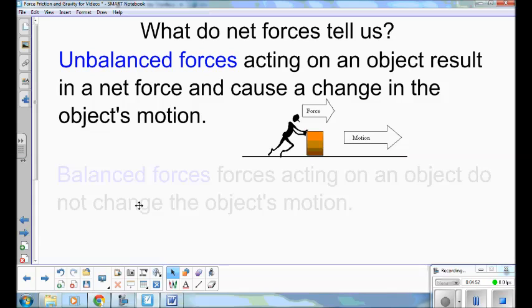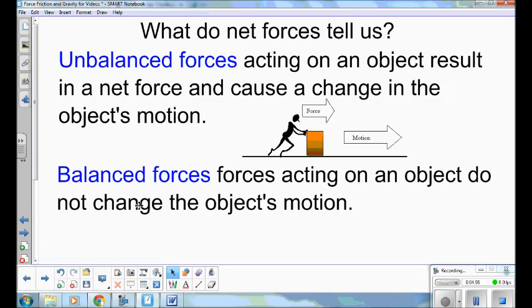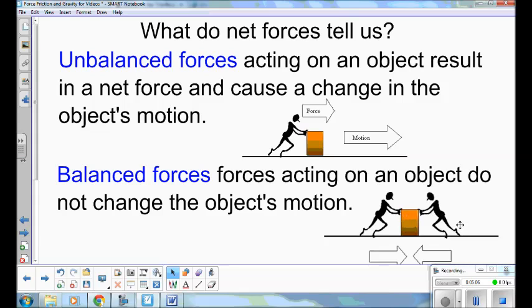Now let me show you what an example of a balanced force will look like. A balanced force will act on an object, but it won't change the object's motion. For example, if you have two people who are pushing on this same box, you could see these vectors down here. These arrows are representing the force, both the magnitude and the direction. You see that both of these arrows are the same size, but they're going in opposite directions. The net force is going to be zero, so that object won't move at all. We consider that to be a balanced force.